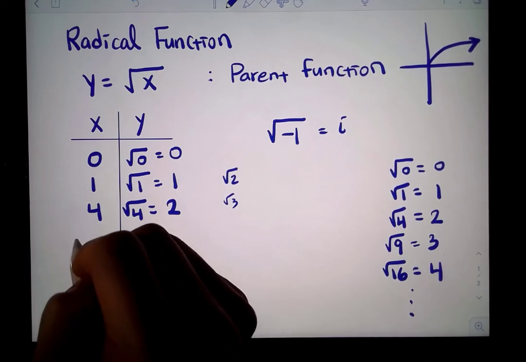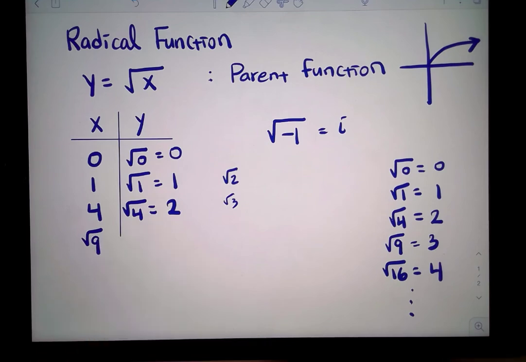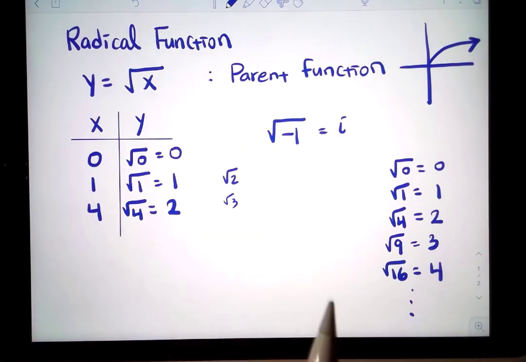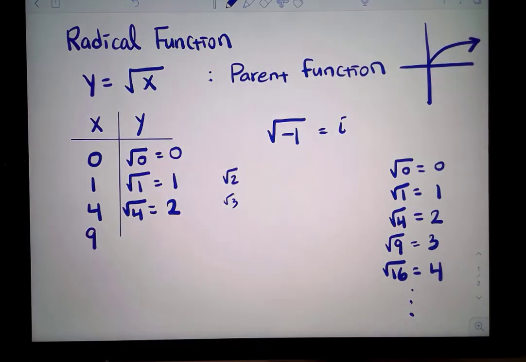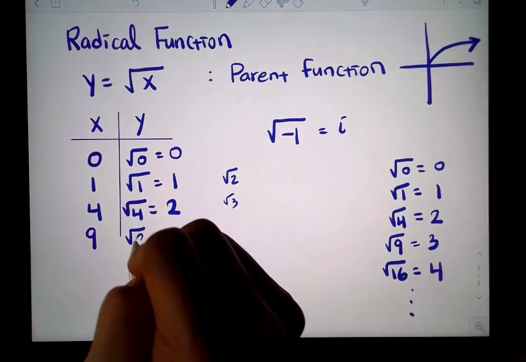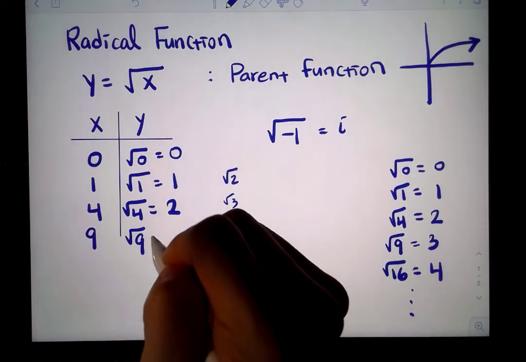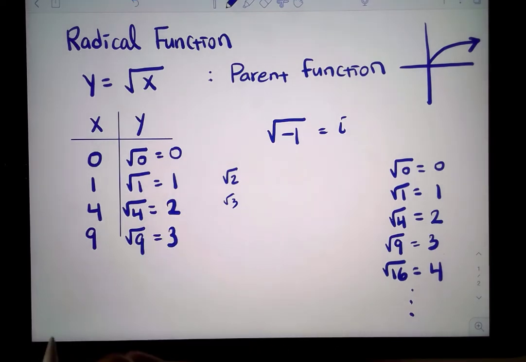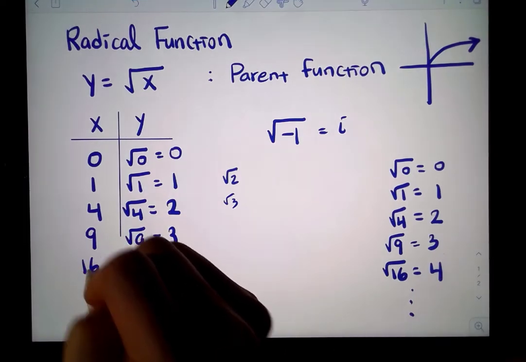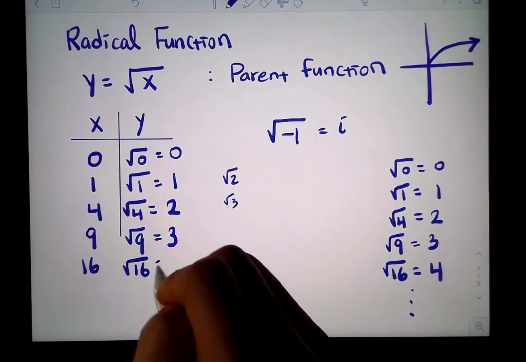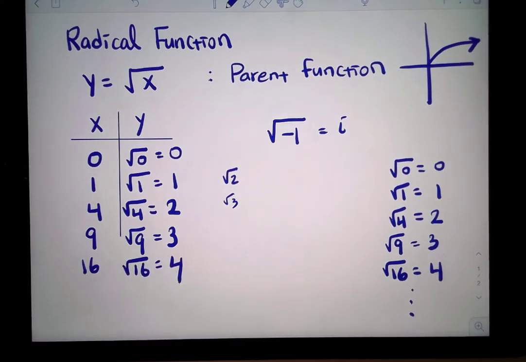And then my next one, I'm going to use 9, right? When x is 9, then you get square root of 9 because you're plugging that number in here, right? Then you will get 3. And in the same way, you put 16, then you get 4, right?